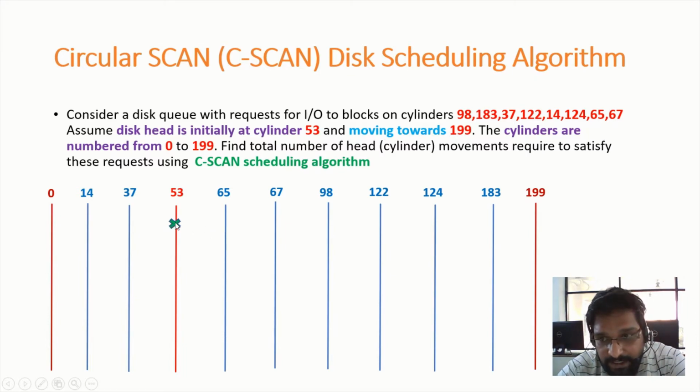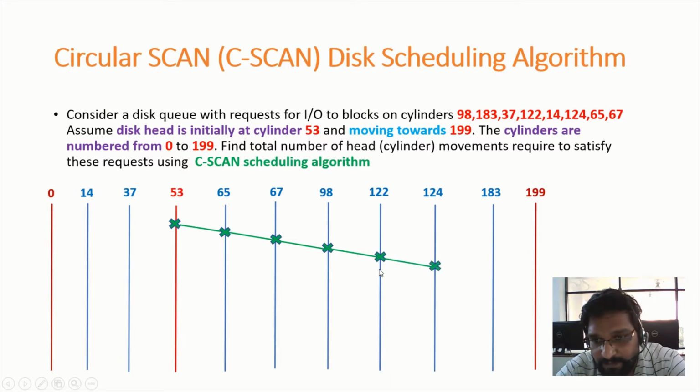So as the diskette is moving towards cylinder number 199, it's going to satisfy the corresponding input output requests on the cylinders, right? Initially, it's going to satisfy the request for cylinder number 65. Next, it is going to satisfy the request for cylinder number 97. Next, cylinder number 98. Next, cylinder number 122. Next, cylinder number 124. Next, cylinder number 183, right?